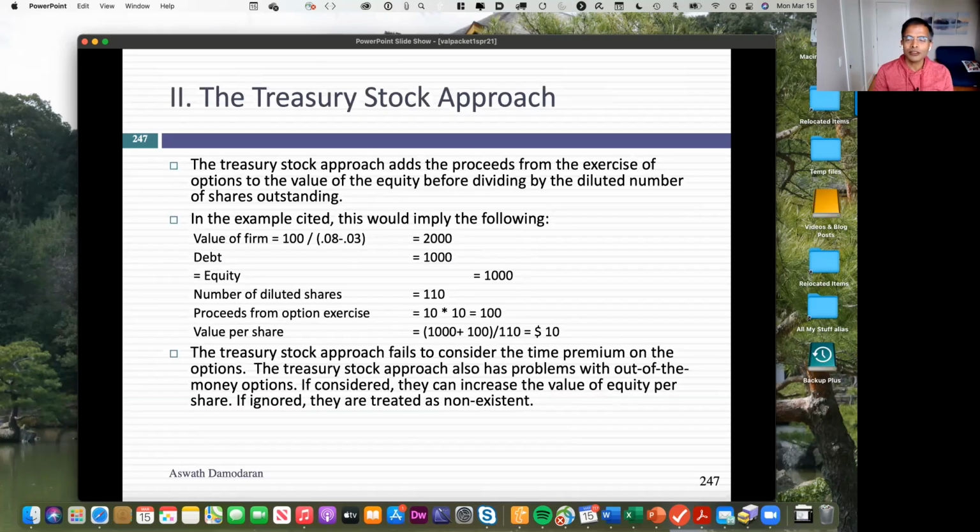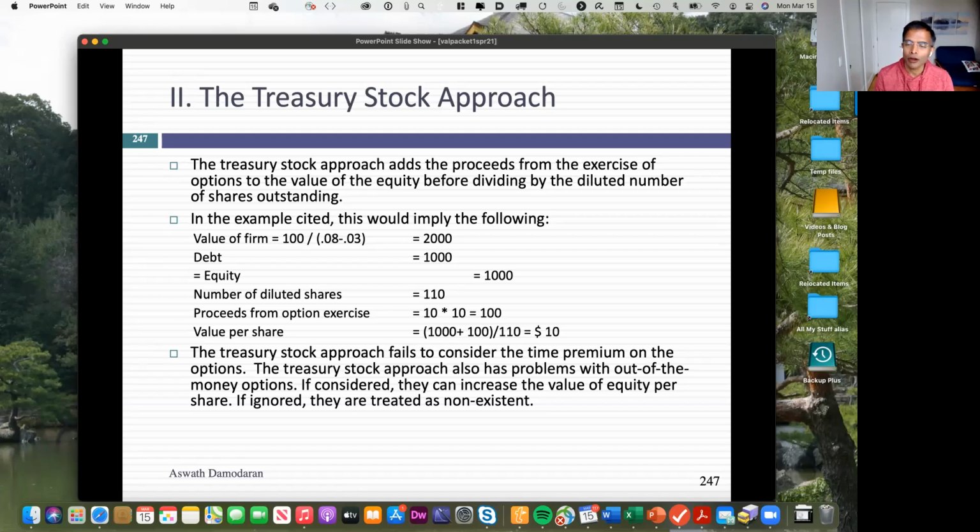What happens when you exercise? You get 100 million in cash. That's the 10 million shares times the $10 exercise price. It adds 100 million to the value of equity you got, which is $1 billion. And then divides by the 110 million shares, and magically it says nothing will happen to your value per share. This was the accounting gain, which is why we worried about share count when you have options at the money, because exercising them will have no effect on your value per share.